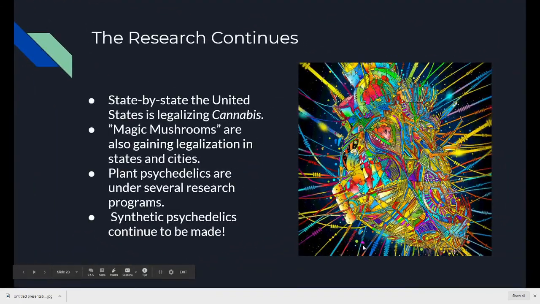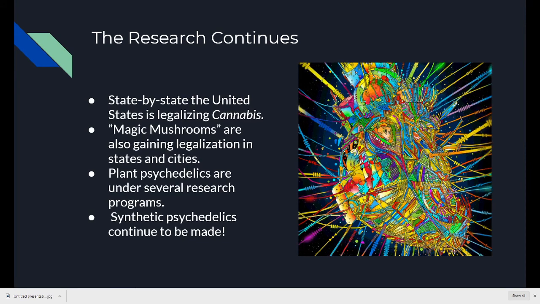The research does continue. As time moves on and progress is made, we ask new questions and rediscover old ways of healing. State by state, the United States is becoming cannabis friendly, cannabis legal, and even decriminalizing the plant altogether. In fact, some states, well, not states, but cities, have begun legalizing magic mushrooms in the United States. Plant psychedelics are increasingly becoming the subject of research programs in the United States, and synthetic psychedelics continue to be made.